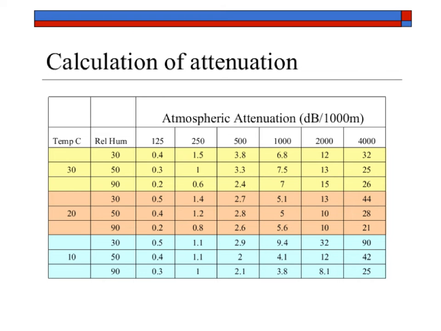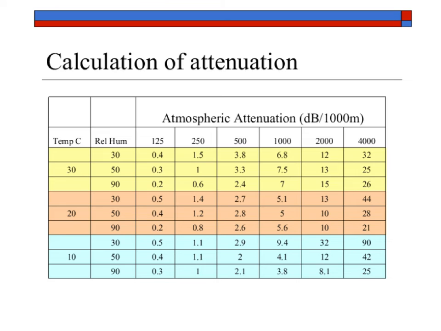Here's a table giving some idea of how we would calculate the attenuation of the sound. The three colored bands here are for three different temperatures, 30 degrees C, 20 degrees C, and 10 degrees C. And within each of these three, we have three values of the relative humidity. And then for each of the frequencies, we have different values of attenuation. And these are all in terms of decibels per 1,000 meters. So you see that it is rather complicated.